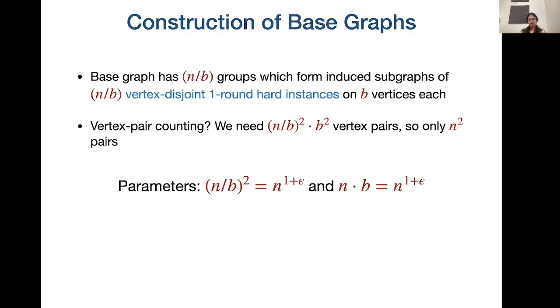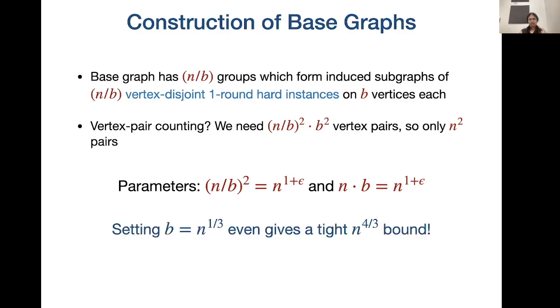What parameters do we set here? If we want (n over b) squared to be n raised to 1 plus epsilon and n times b to be n raised to 1 plus epsilon, if we pick b as n raised to 1 over 3, this actually gives a tight n raised to 4 over 3 bound also.